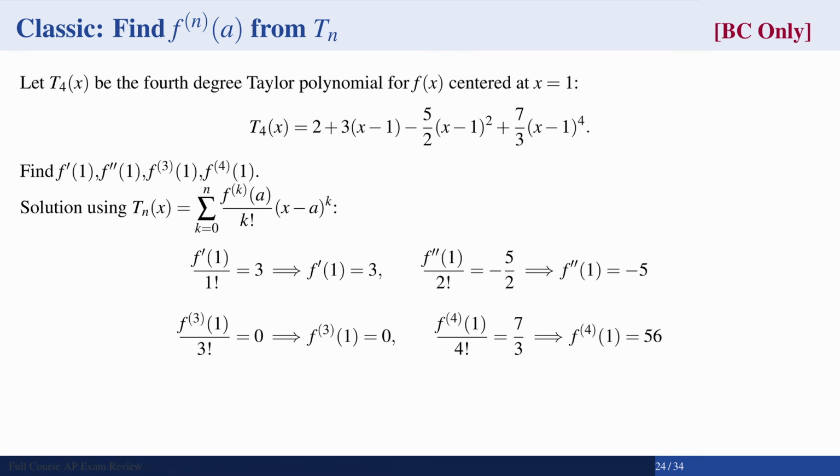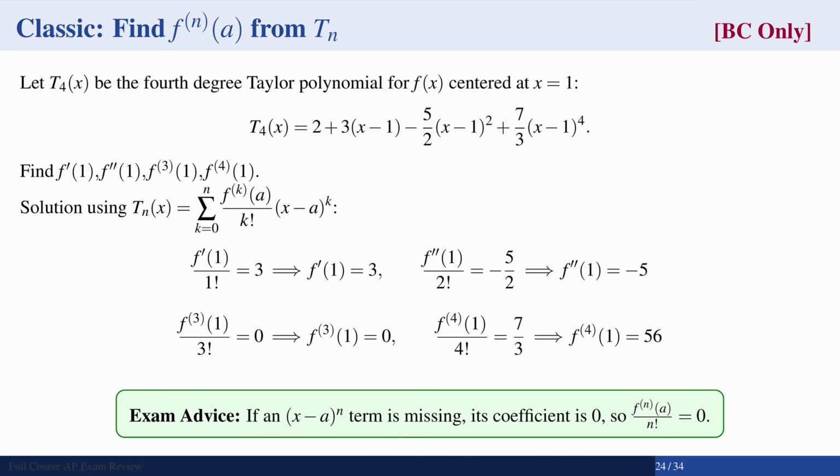And then we can do the 4th derivative in the same way. So just to reiterate, if there's a missing term, it means that the coefficient of that term was 0. So the nth derivative over n factorial is equal to 0 for that particular value of n.